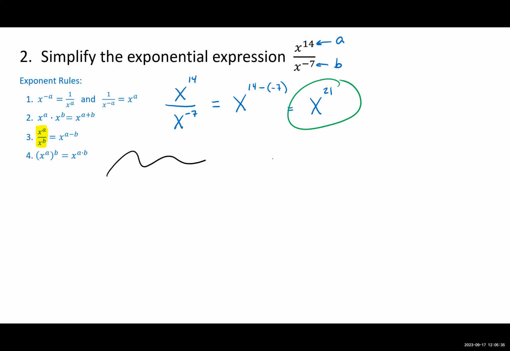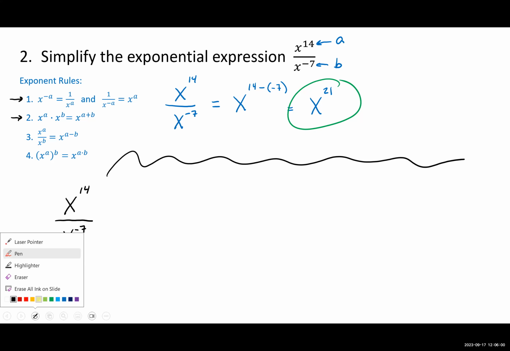And let's do it a different way. Instead of using rule number 3, let's use rule number 1 and rule number 2. So x to the 14th power divided by x to the negative 7th power. Well, we have a negative exponent on the bottom. Right, when we have a negative exponent on the bottom, we could bring it up top and it becomes positive.